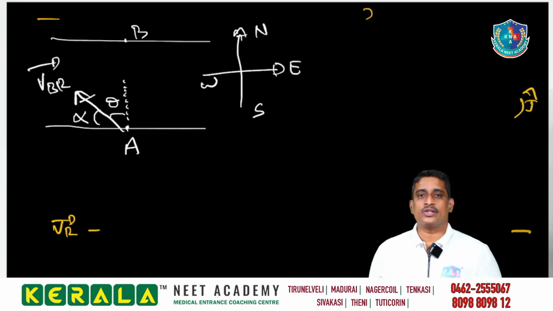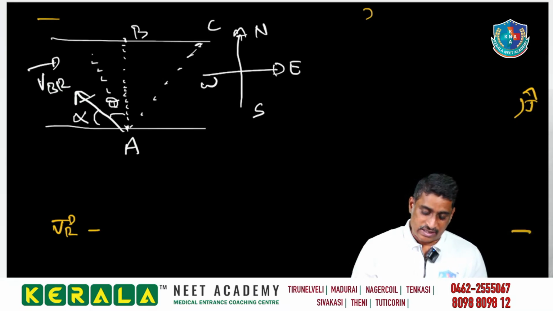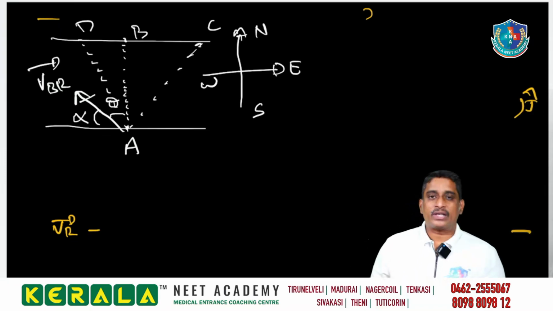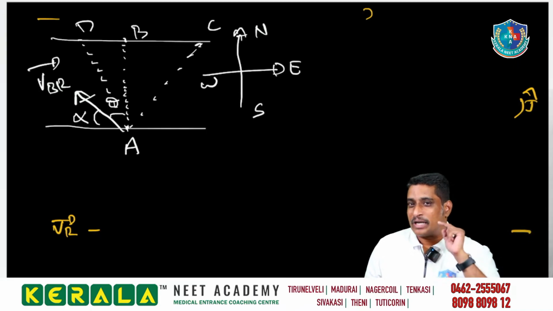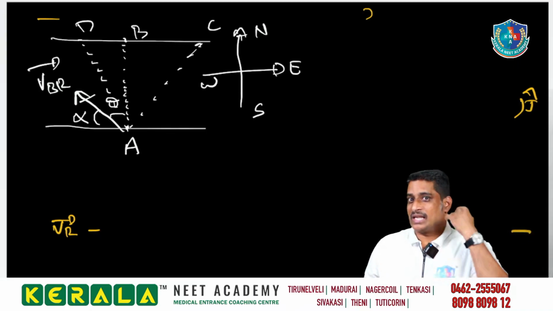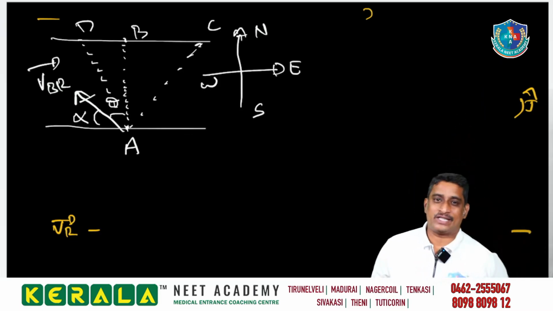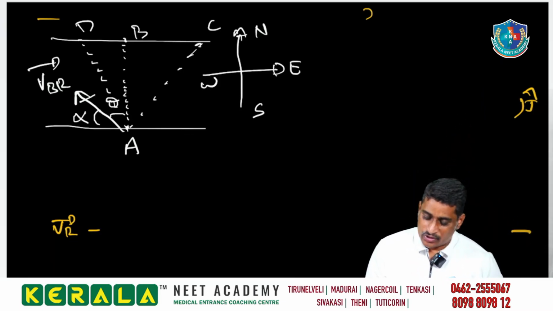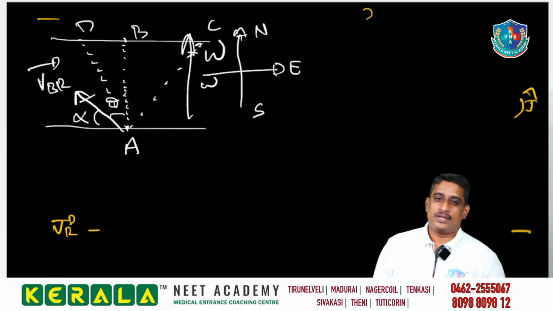So in this case, please remember whether the boat reaches exactly the opposite point or any other point like this, the vertical component of velocity, VBR cos theta, remains constant. Therefore, the time taken by the boat to cross the river we can calculate with the help of that vertical component of velocity. Suppose W is the width of the river, say for example.